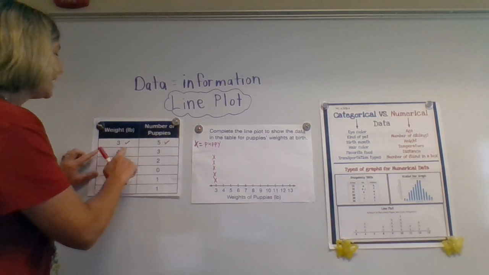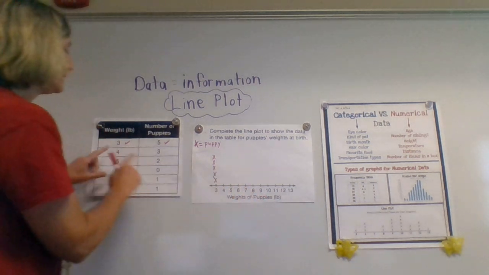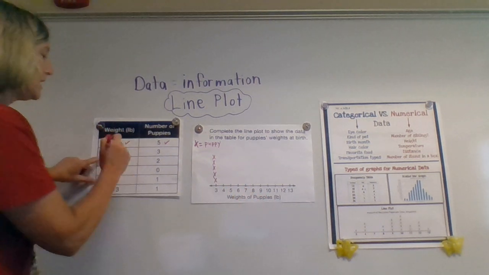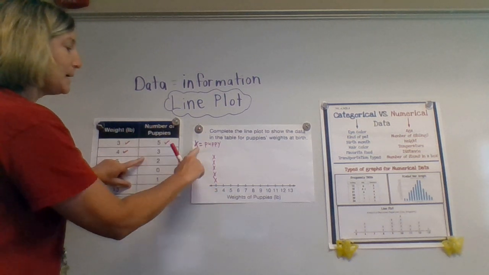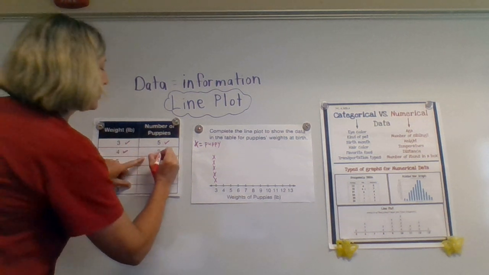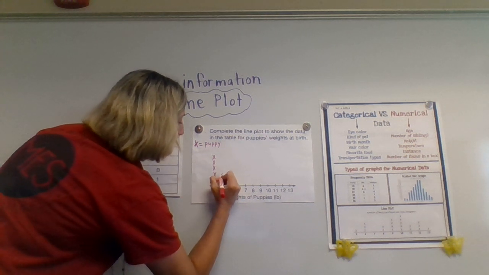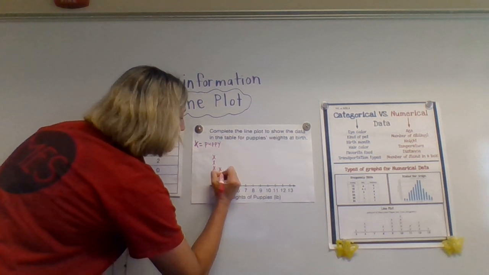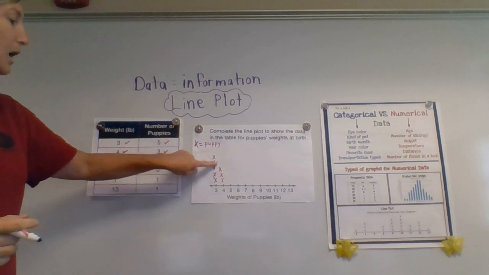Let's do our next one. So we're going to our next weight. Remember, weight of puppies, we're looking on our chart here, is 4. So we're going to make sure we do 4. And how many puppies, how many X's, how many puppies weighed 4 pounds when they were born? Now, I'm going to put 3. So 3 puppies weighed 4 pounds.